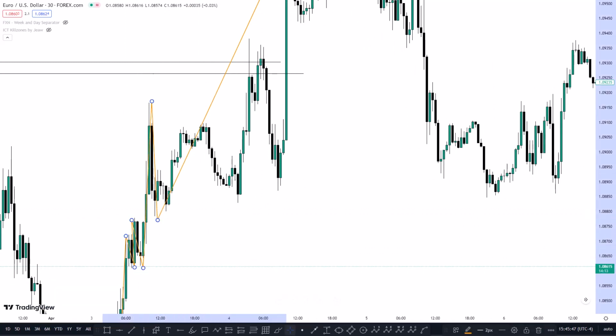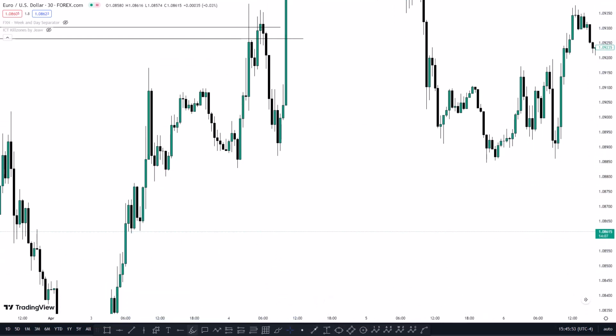For example, if I was to mark this structure, I will do something like this. Let's say if this is the high, this is the low, this is the high, this is the low, this is the high, this is the low. After this break here, you see we didn't have any clear structure. Okay, that's okay. Understand that there is a shallow pullback here.